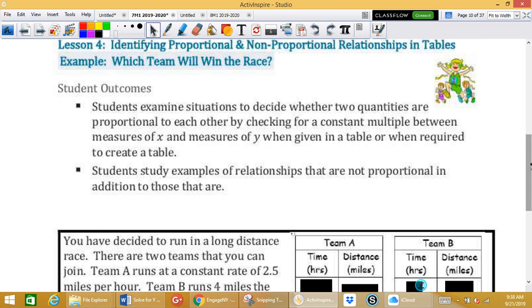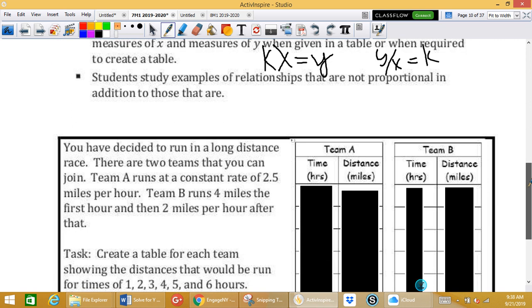So we're looking for k times x equals y. So we find that by doing y divided by x equals our k. Students study examples of relationships that are proportional and those that are not.